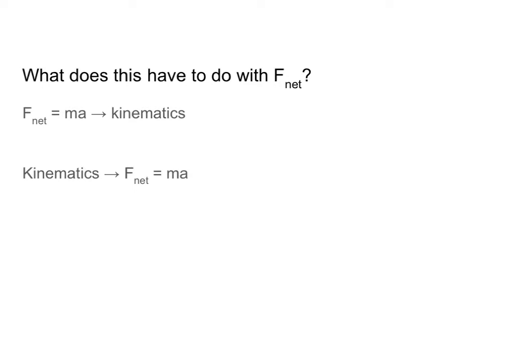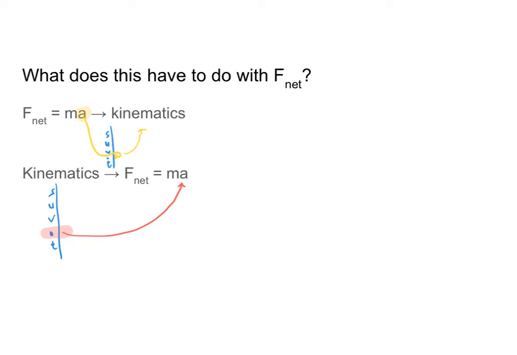So what does all this have to do with FNet? After all, this is our forces unit, not our kinematics unit. Well, we can use F equals ma to figure out our acceleration, and then we can put that acceleration into our SUVAT table. So we can use FNet equals ma to figure out one piece of our SUVAT table, and from there we can move forward to the kinematics equations. Similarly, it may be that we have enough things in our SUVAT table to calculate our acceleration, and we can then use that information to solve for either our mass or our net force.